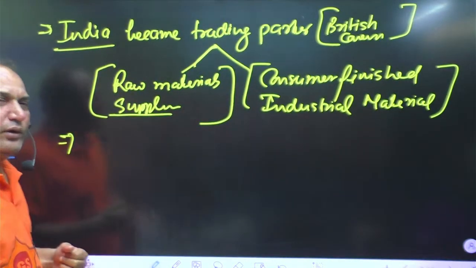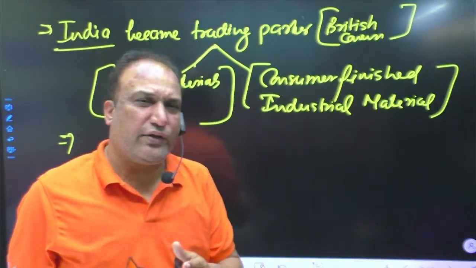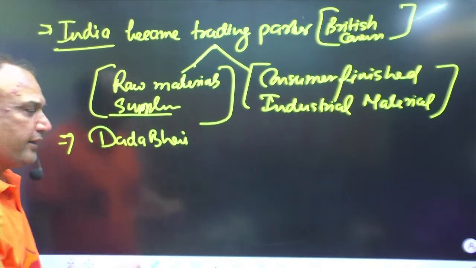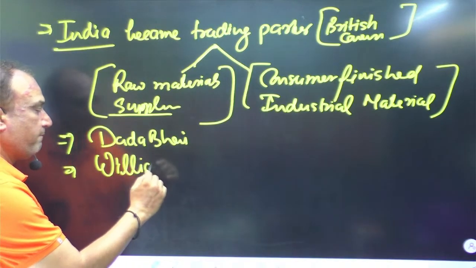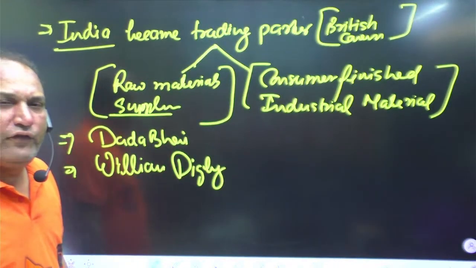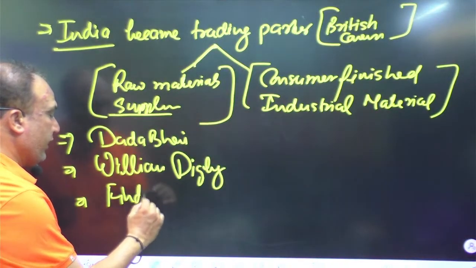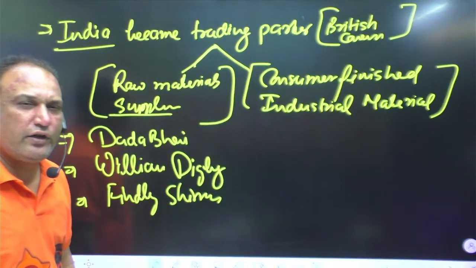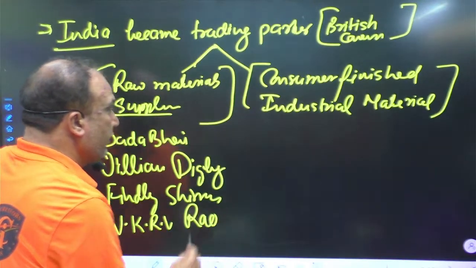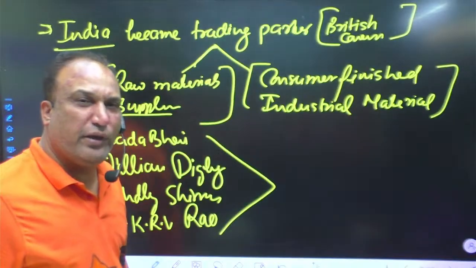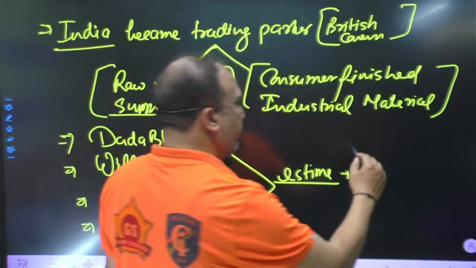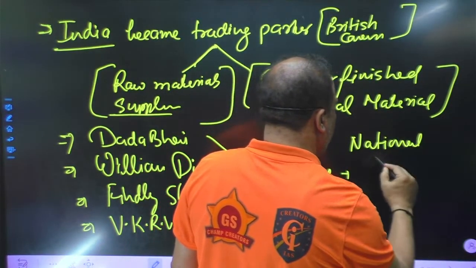So who were the persons who tried to estimate the national and per capita income? Dadabhai Naoroji, William Digby. You know William Digby? Comment if you know William Digby. And Findlay Shirras, and another person, V.K.R.V. Rao. These were the persons who tried to estimate national and per capita income.